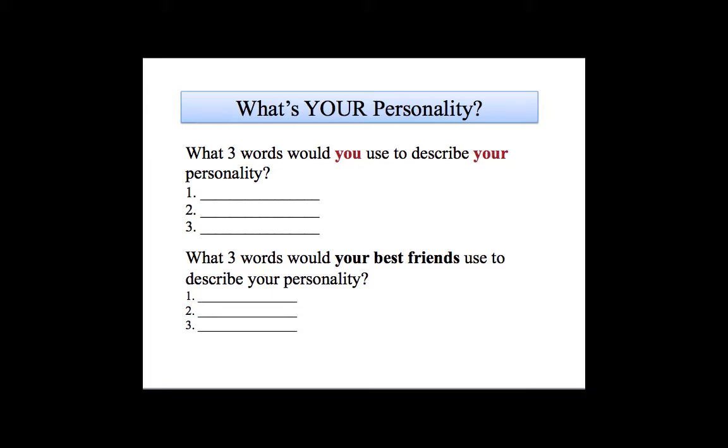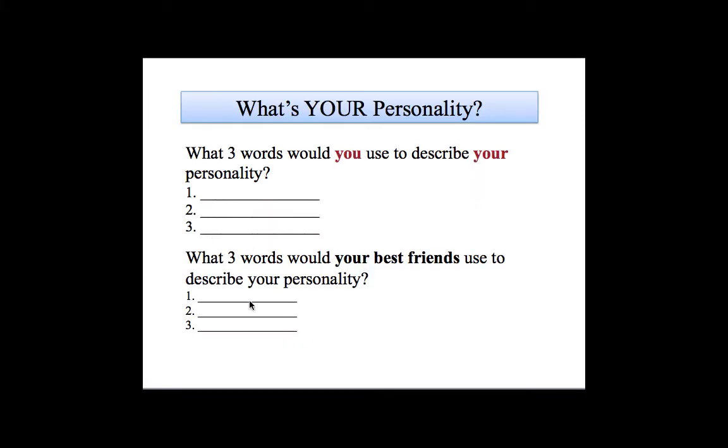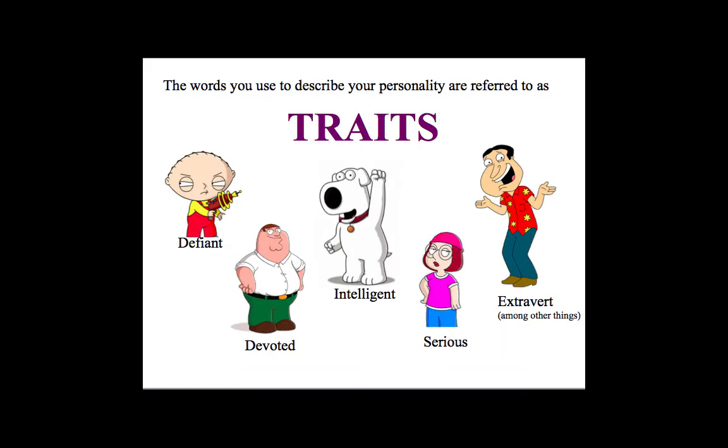And those are patterns, looking for those words that people would have in common to describe your personality, right? Your personality, which, let's go back to the definition, is your patterns of thinking and behaving that are consistent across time and place, right? So those words that you would come up with to describe your personality are called traits. And this is just a fun little slide with Family Guy traits.